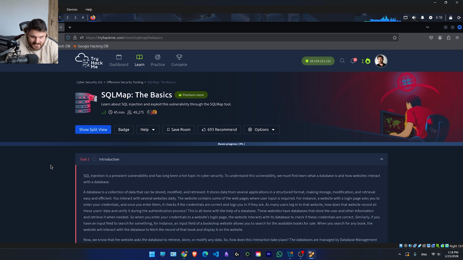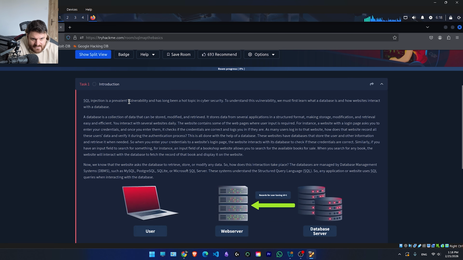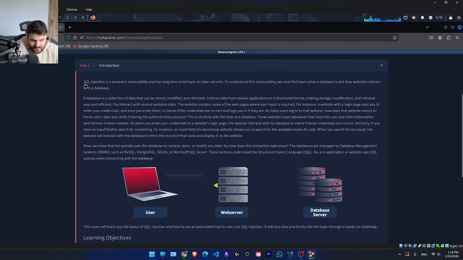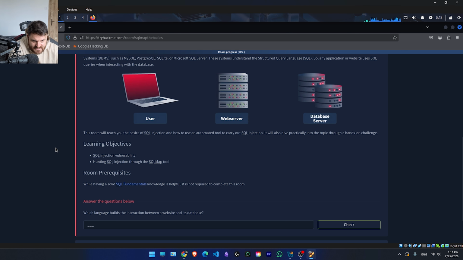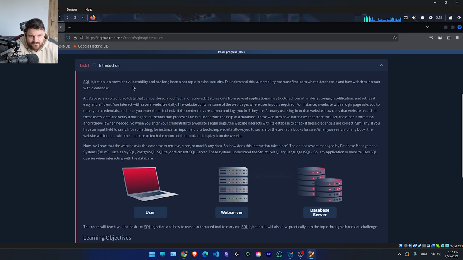Next task inside the Cybersecurity 101 learning path and the offensive security tooling module is SQLMap: The Basics. We have SQLMap, a tool that we used before. And Task 1 is the introduction, SQL injection. So we'll use SQLMap for a SQL injection vulnerability.